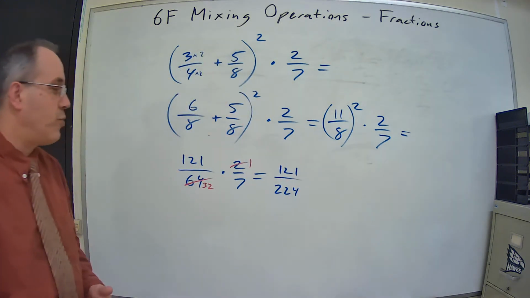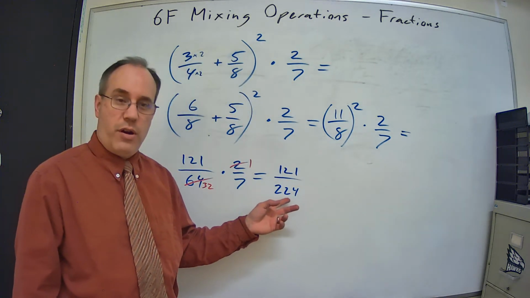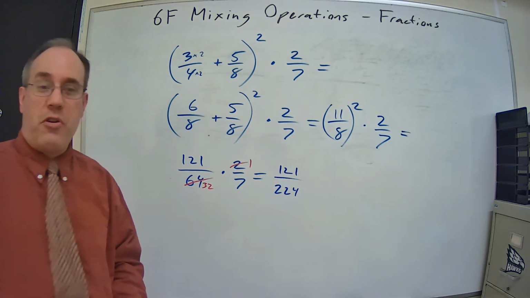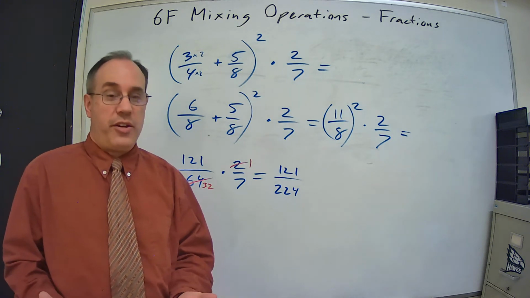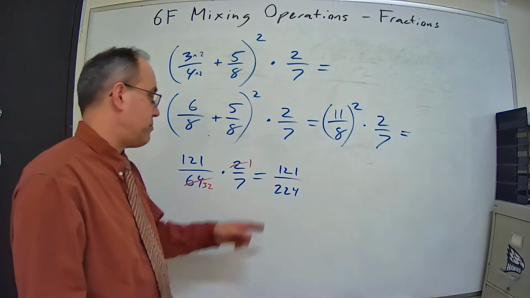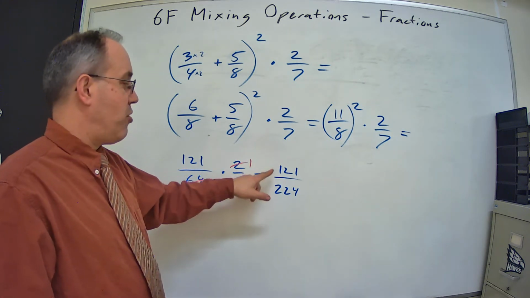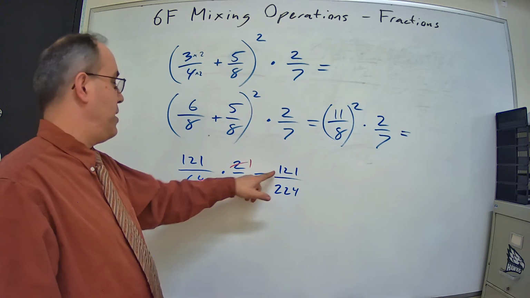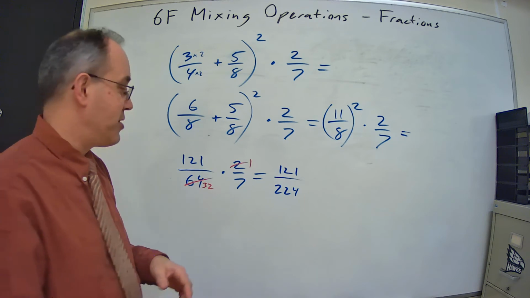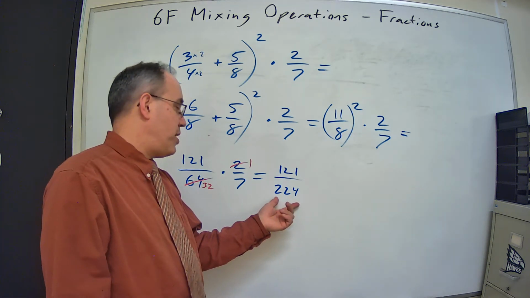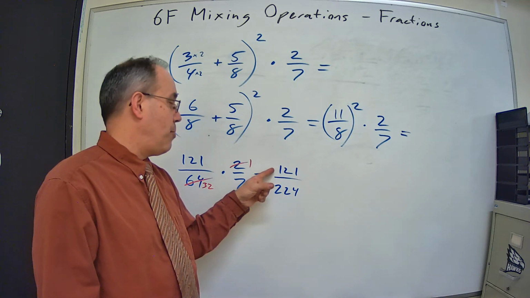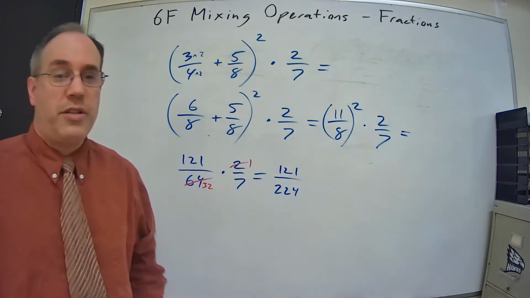So I've got 121 over 224, and then I have to look at, can I reduce this? Now remember, if you're not sure, your calculator can reduce it for you if you remember how to use it. We covered that in one of the other videos. But I look at this and I go, 121 is 11 times 11. Prime factorization, right? 11 squared. So 224 is not divisible by 11, and it's not divisible by 121. So we're as simplified as we can go.